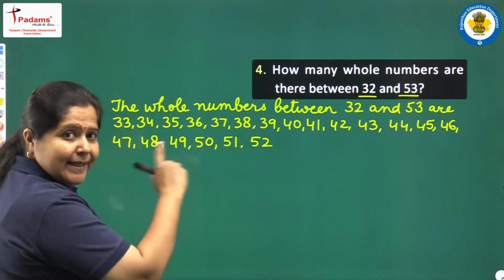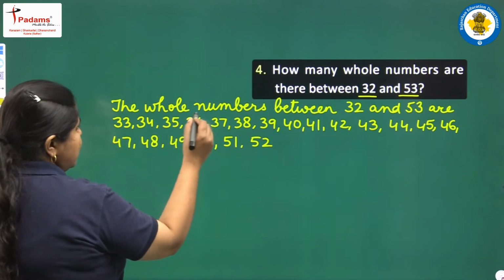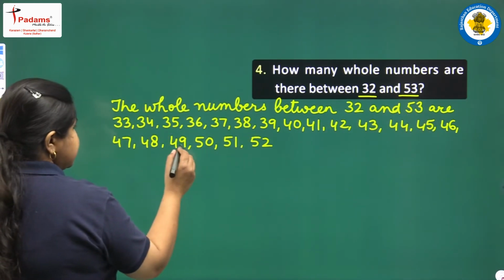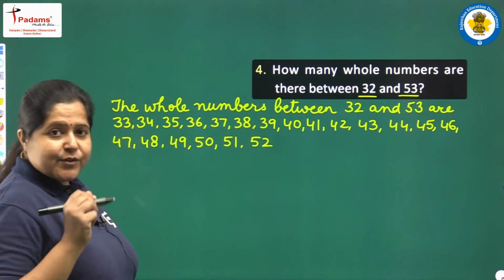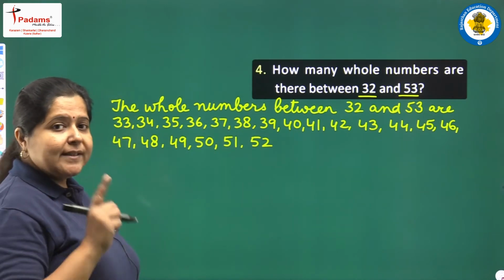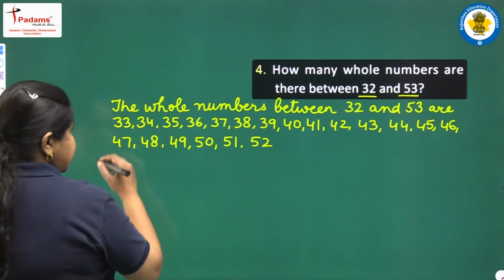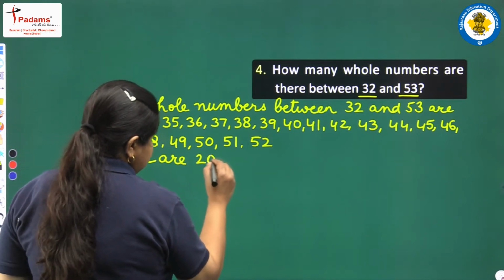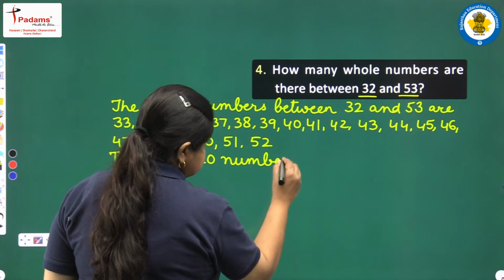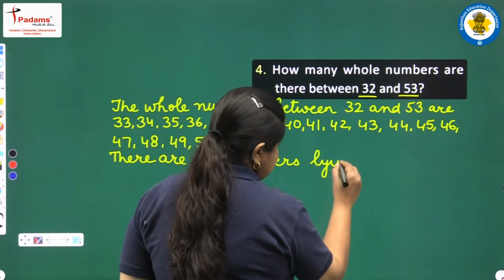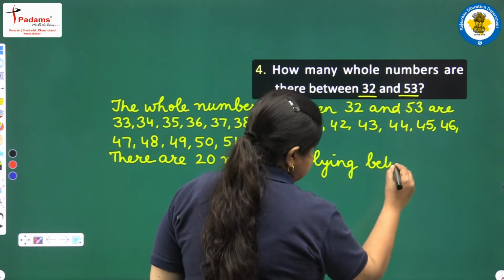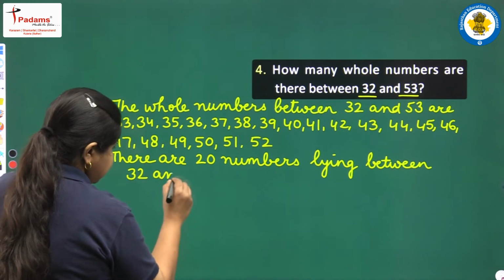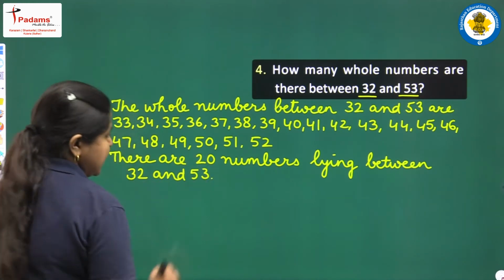Now let us count how many are these numbers. 1, 2, 3, 4, 5, 6, 7, 8, 9, 10, 11, 12, 13, 14, 15, 16, 17, 18, 19, 20. So there are 20 numbers lying between 32 and 53. Let us write it. There are 20 numbers lying between 32 and 53.